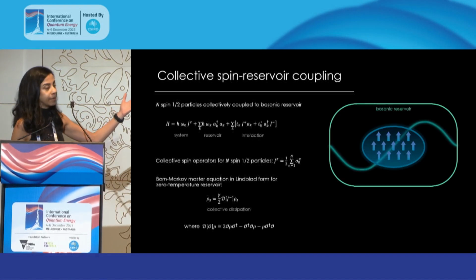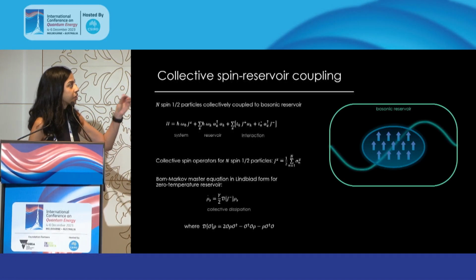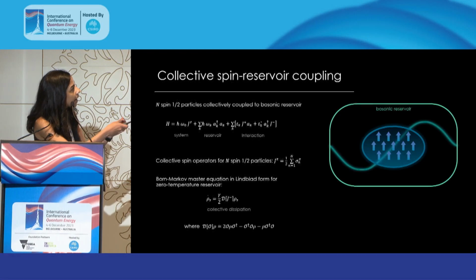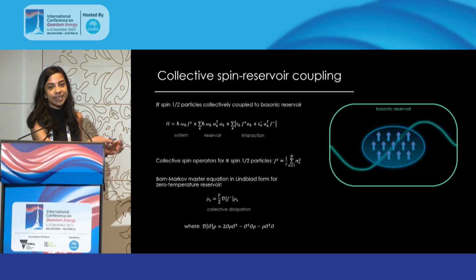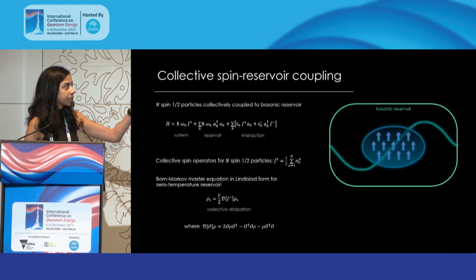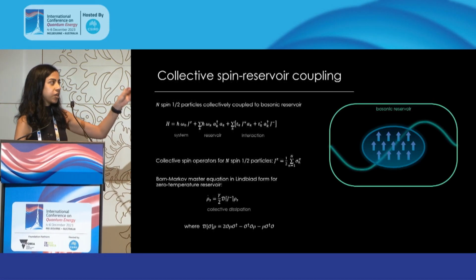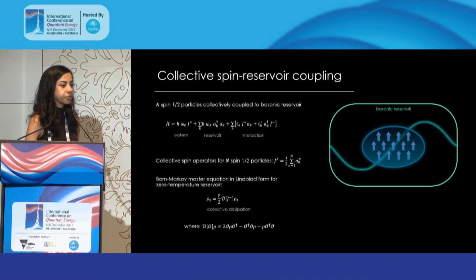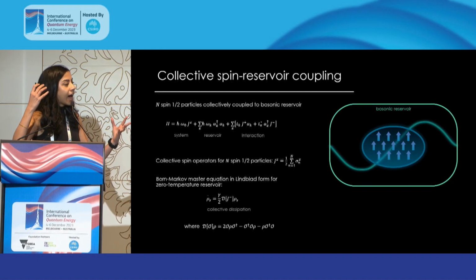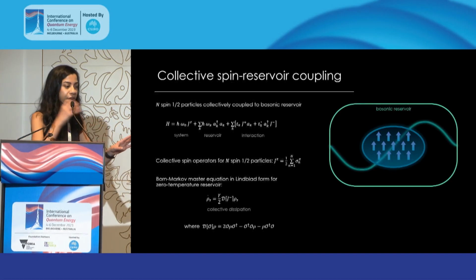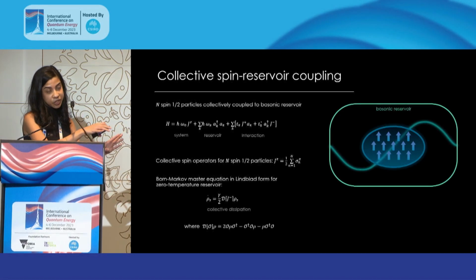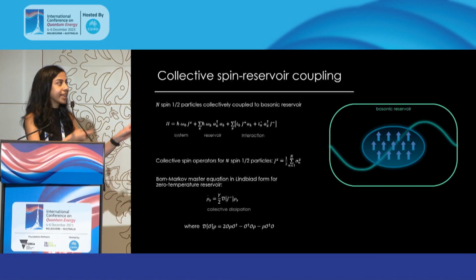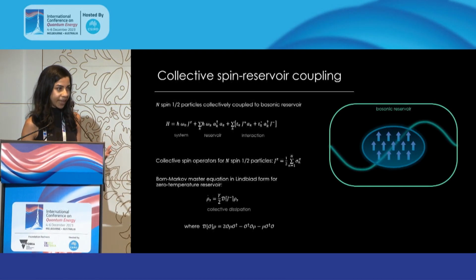So we have an ensemble of spins collectively coupled to a bosonic reservoir. And in the Hamiltonian, the important thing you want to take away from this is that the interaction term contains these collective spin operators, these capital J's, and that means that the only way for the spins in the ensemble to interact with the bosonic reservoir is collectively. So effectively, what this means is that all of the spins, from the perspective of the reservoir, are indistinguishable. And once they're indistinguishable, we get this kind of collective coupling.